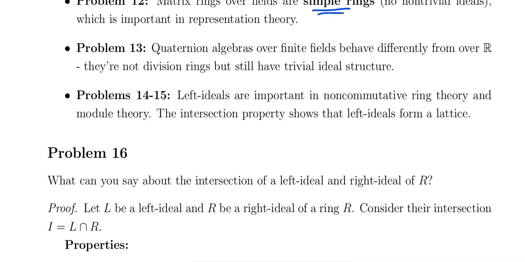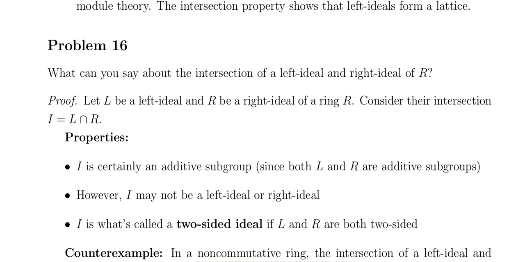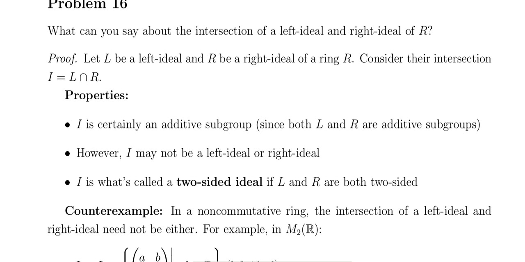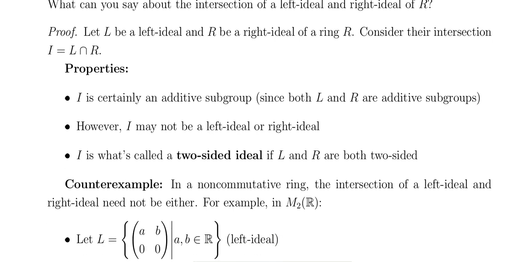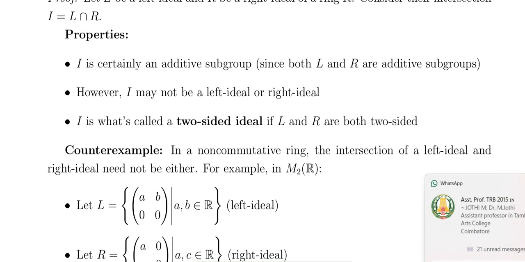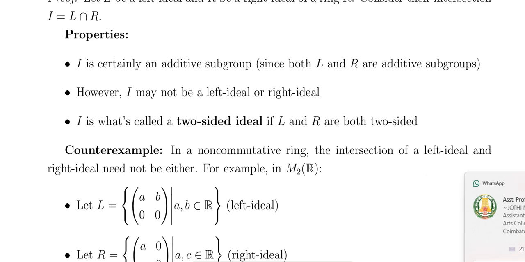Now the intersection of a left ideal and a right ideal of R. Let L be the left ideal and R the right ideal. The intersection we call I. So I is certainly an additive subgroup, but I may be neither a left ideal nor a right ideal. If L and R are both two-sided, then I is a two-sided ideal. Here is a counterexample for the non-commutative ring.